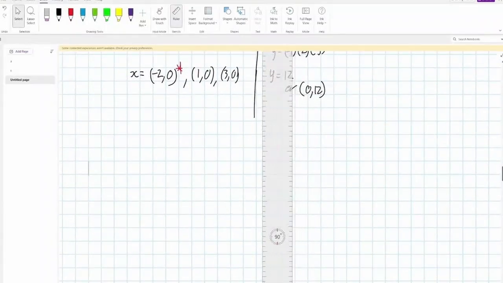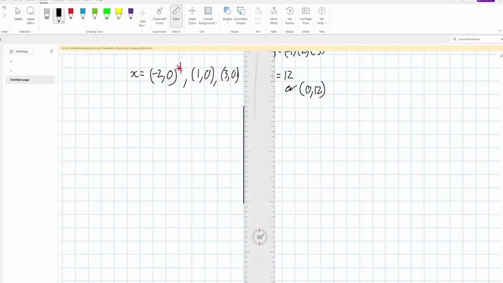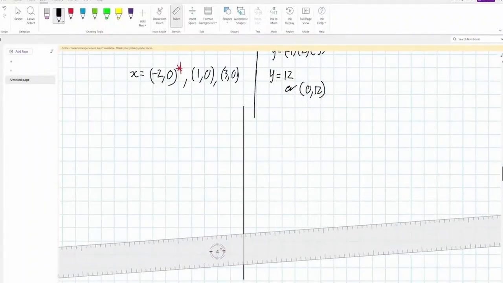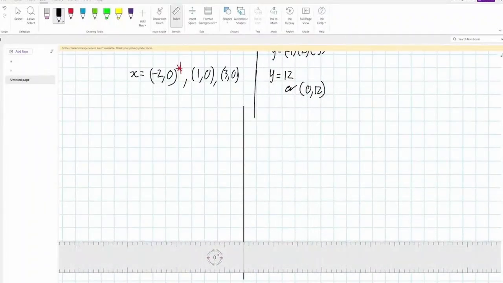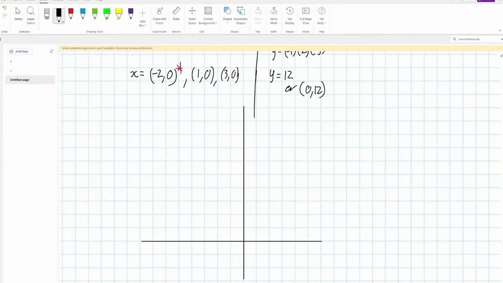So setting up axes here, just make a slightly longer y-axis there. And then we're also going to need to put down the x-axis. So we've got y and we've got x. Our turning point is at -2, 0. So there's that. We've got 1 and we've got 3. And then we also have 12 on the y-axis, which I'll make 2, 4, 6, 8, 12. It's going to go there.